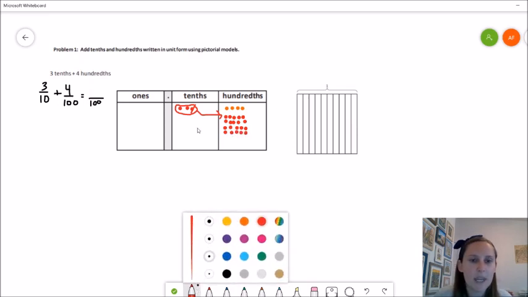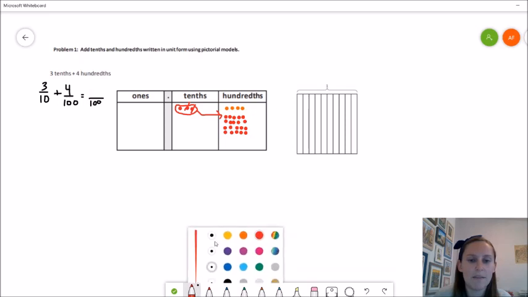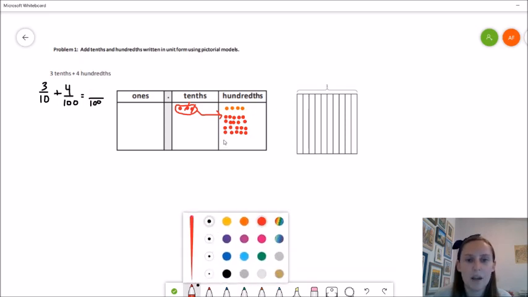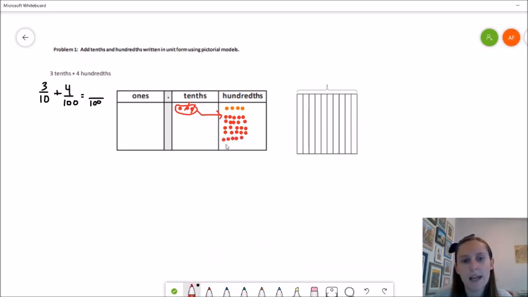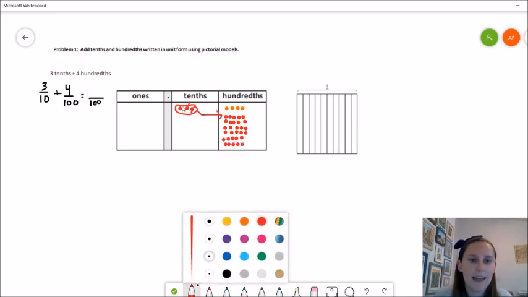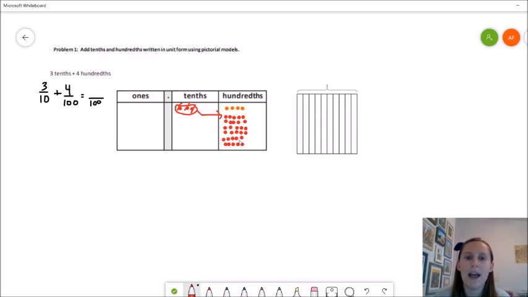All right, and then we can unbundle our last tenth for 10 more hundredths. 1, 2, 3, 4, 5, 6, 7, 8, 9, 10. And we've unbundled that last tenth for 10 hundredths. So we were able to unbundle 3 tenths for 30 hundredths.